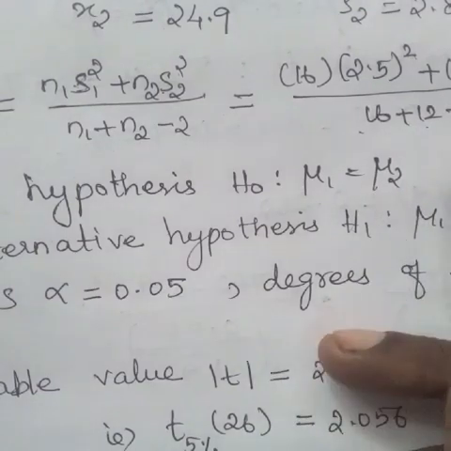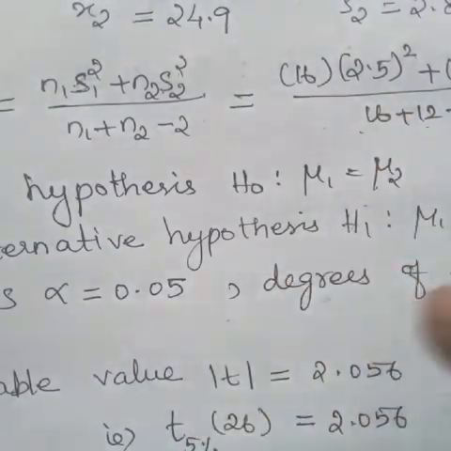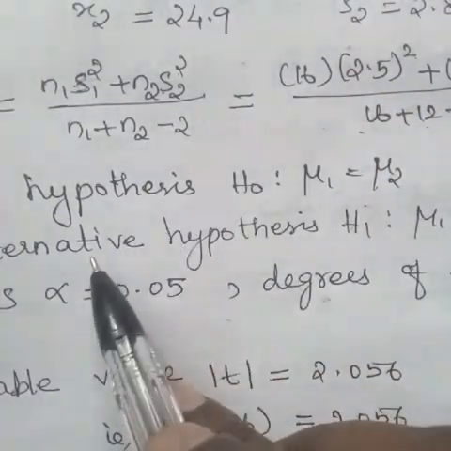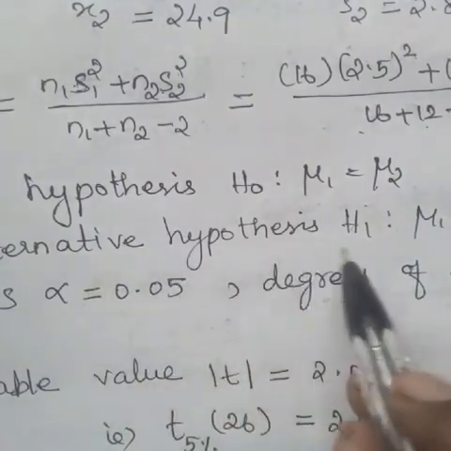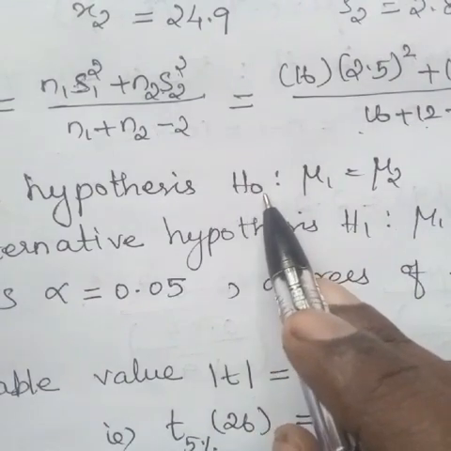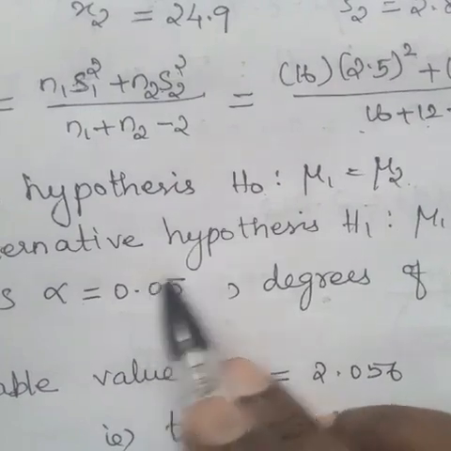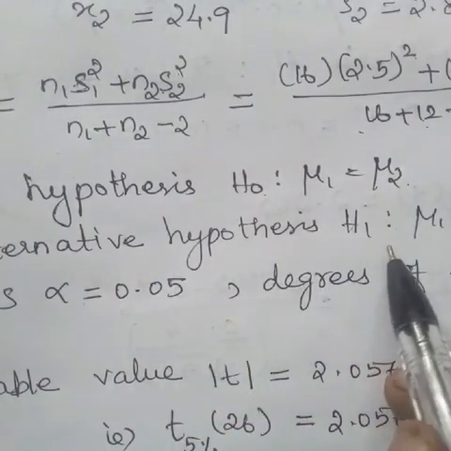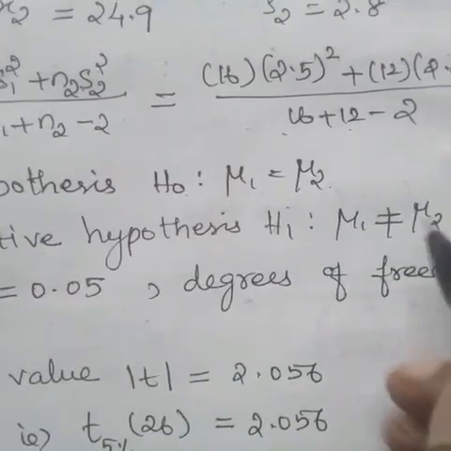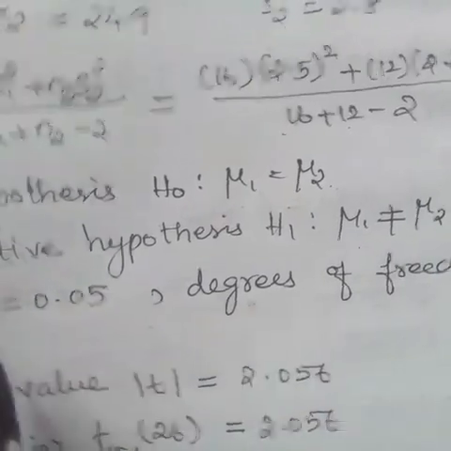The next, alternative hypothesis. That means we are choosing opposite to null hypothesis; the complement of null hypothesis is the alternative. So null hypothesis H0 means there is no difference between mu1 and mu2. And alternative hypothesis H1 means there is some difference between the two population means. That means mu1 and mu2 are not equal. So H1: mu1 not equal to mu2.